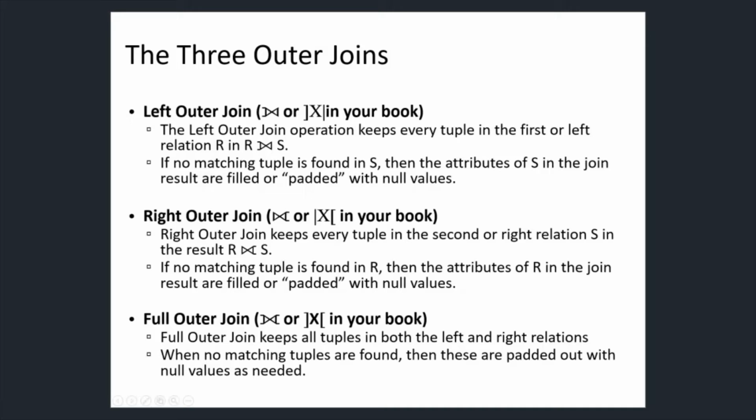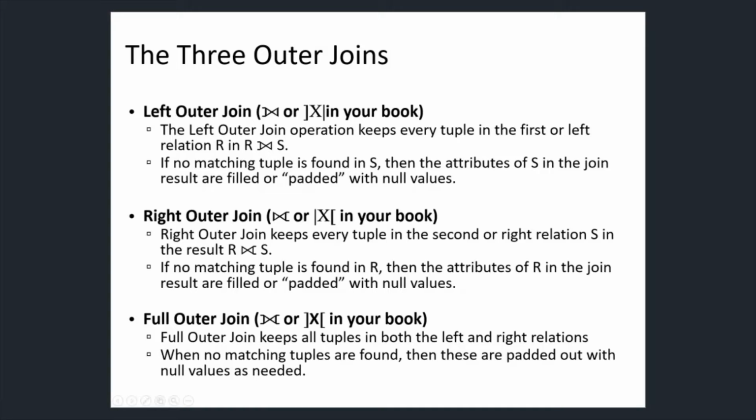Okay, so now that we've talked a little bit about the difference, let's look at the three types of outer joins. There are left outer joins, right outer joins, and a full outer join. The left outer join keeps every tuple in the first relation in the resulting relation. If there isn't a matching tuple in S, the second relation, then attributes of S in the join result are null. They're null or blank.